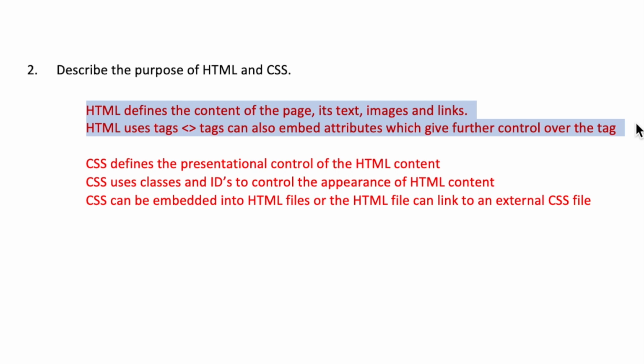How we do that is by using HTML tags, such as the h1 tag for a heading. HTML tags can also have additional control within them in the form of embedded attributes, and they will give us further control over the tag. So for instance, in question 1, we had an href tag which had an additional attribute stipulating the image to be used as the link.